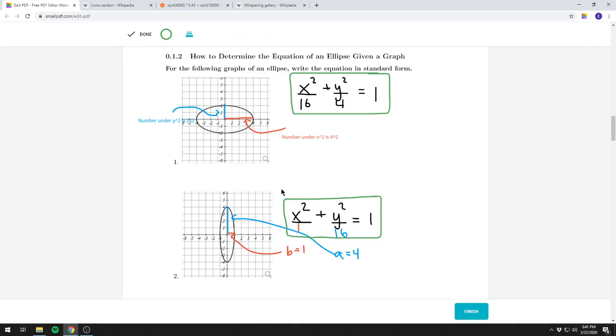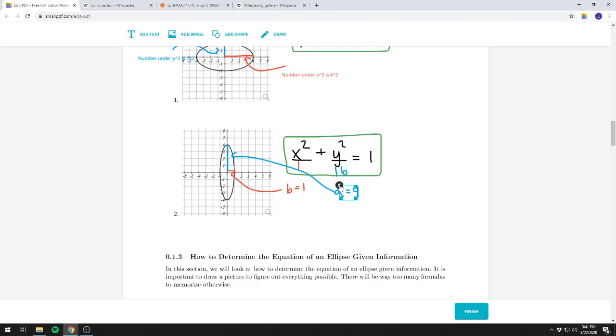And of course, if you don't write the over 1 part, that's fine. You can just write x squared plus y squared over 16 equals 1. Now going forward, you'll see in the problems it's going to matter what goes under the x squared and y squared.